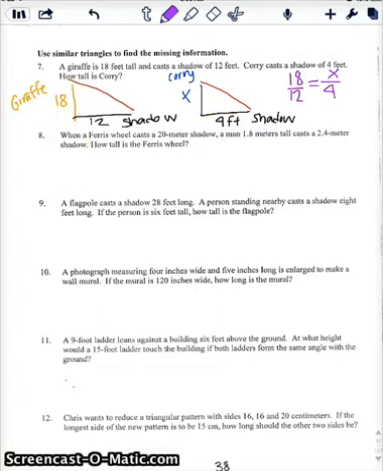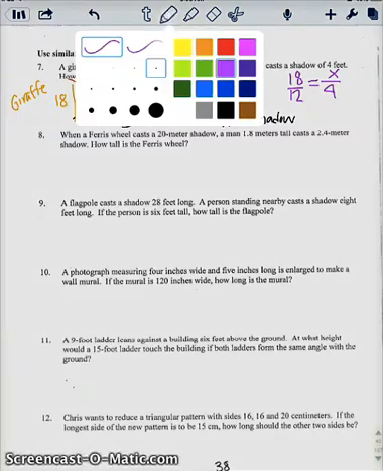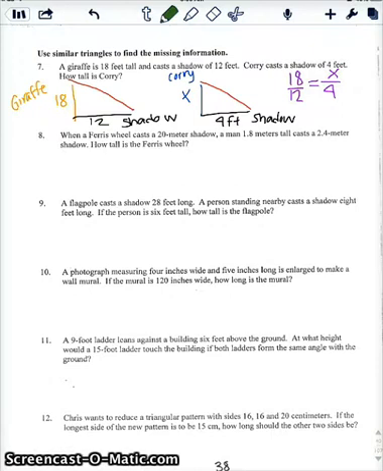Now I'm going to solve my proportion using the same method that we've been using in class, which is finding the cross product to create an equation. So I'm going to circle my 18 and the 4 and the 12 and the X. On one side of my equation, I'm going to have 12X. On the other side of my equation, I'm going to have 18 times 4, and 18 times 4 is 72. Divide both sides by 12, and I get X equals 6. So I know that Corey is 6 feet tall.